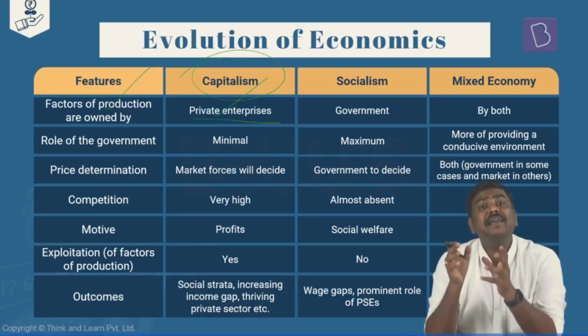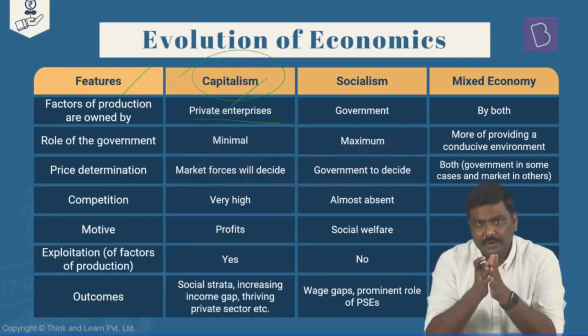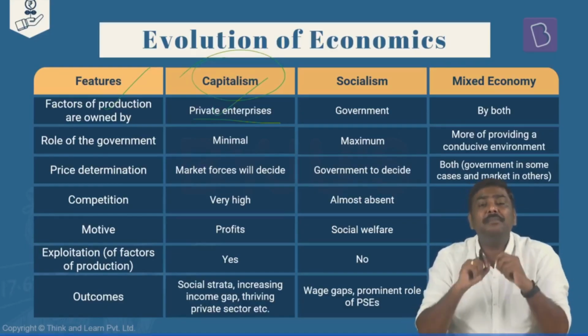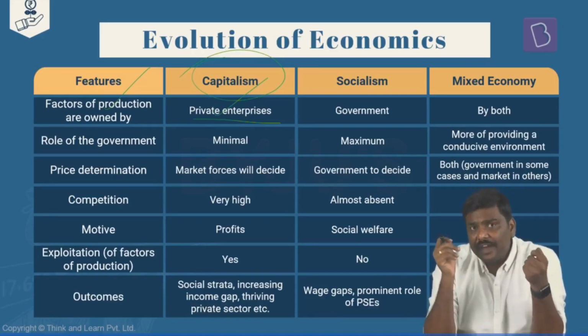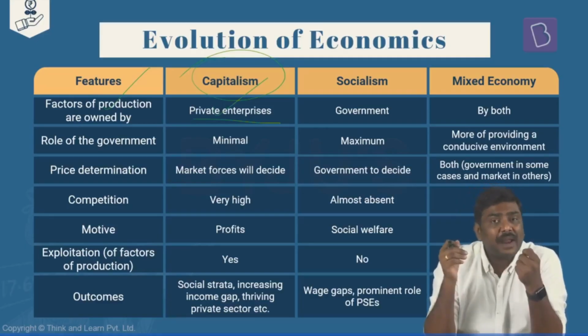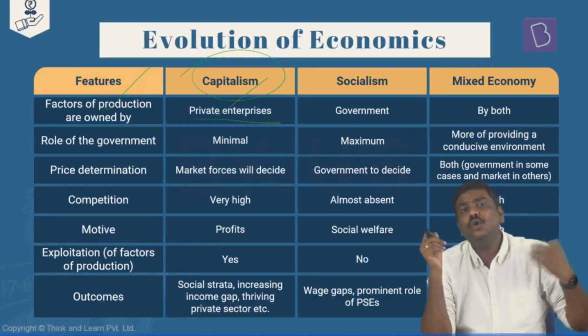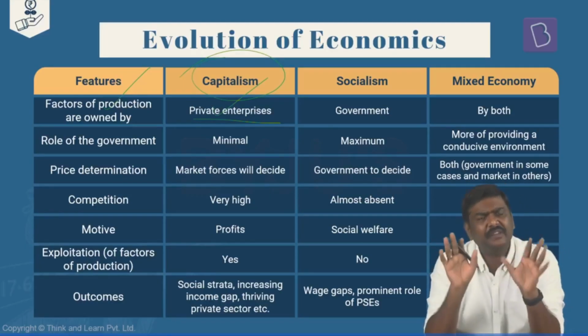Public enterprises are owned by the government. A public sector enterprise essentially refers to those entities wherein the majority of the ownership lies with the government. Whereas the private sector entities are those where the private sector has the ownership. That is the basic difference here.